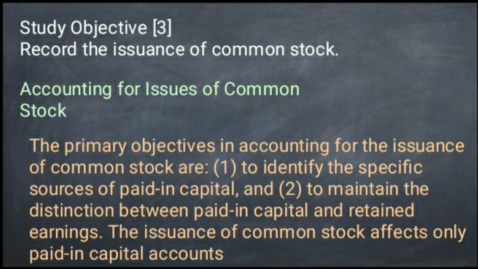Study Objective 3. Record the issuance of common stock. Accounting for issues of common stock. The primary objectives in accounting for the issuance of common stock are: 1. To identify the specific source of paid-in capital, and 2. To maintain the distinction between paid-in capital and retained earnings. The issuance of common stock affects only paid-in capital accounts.